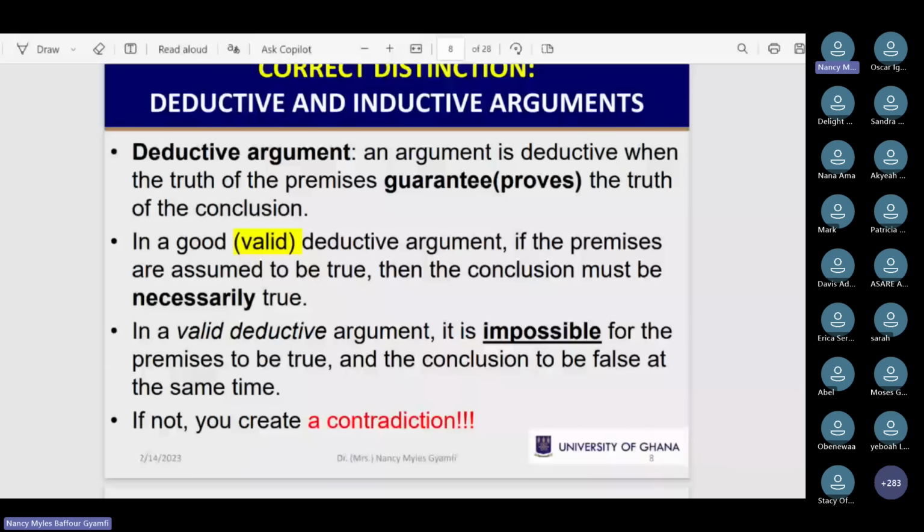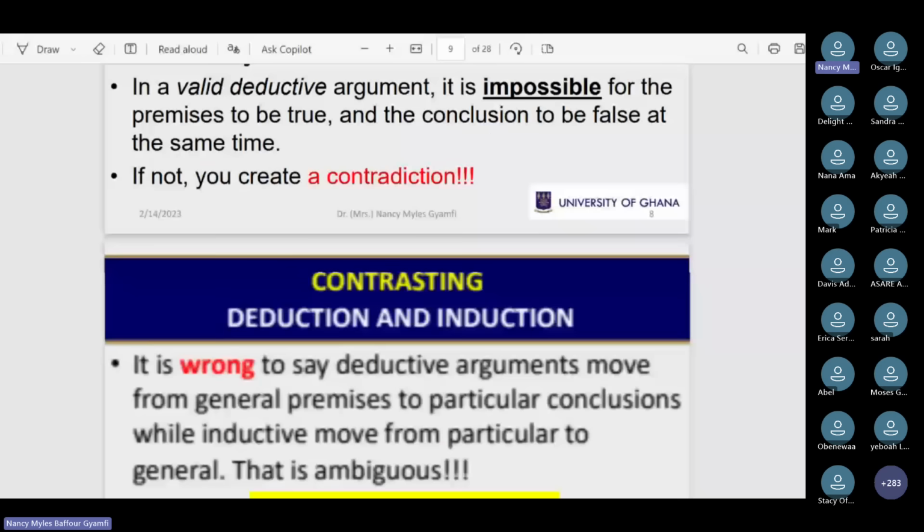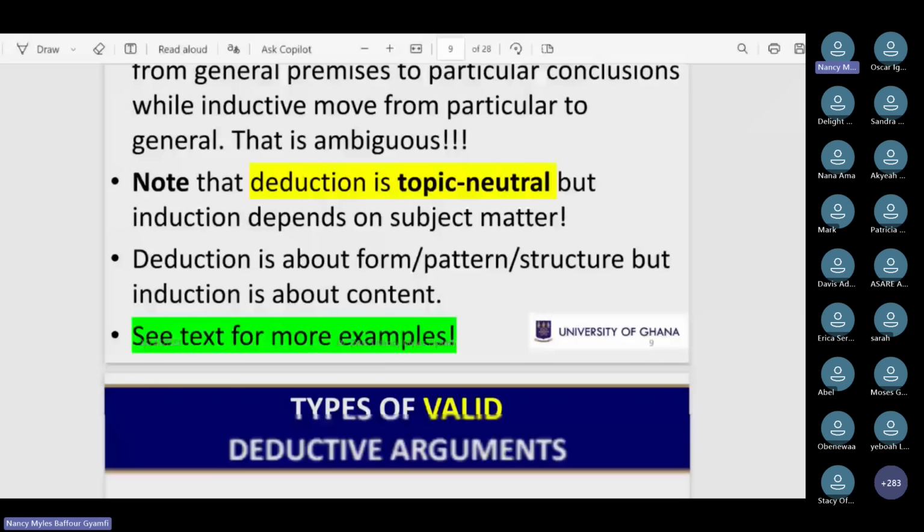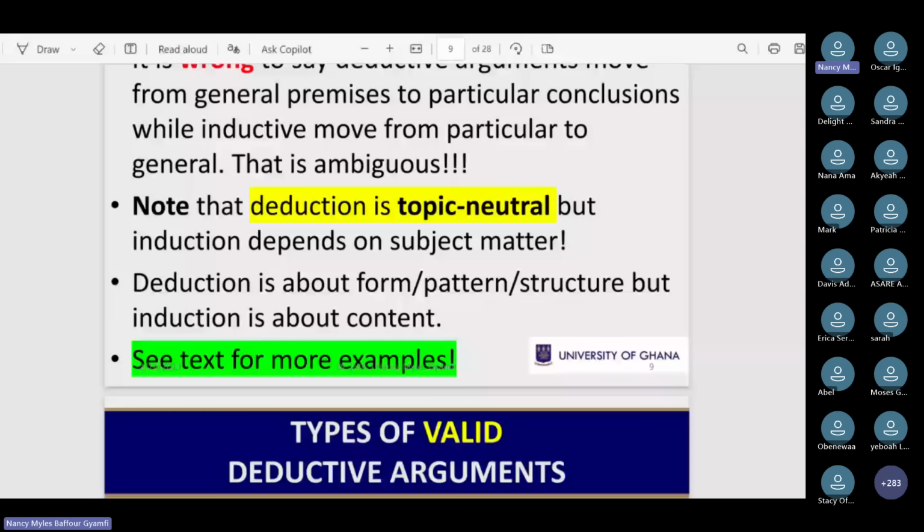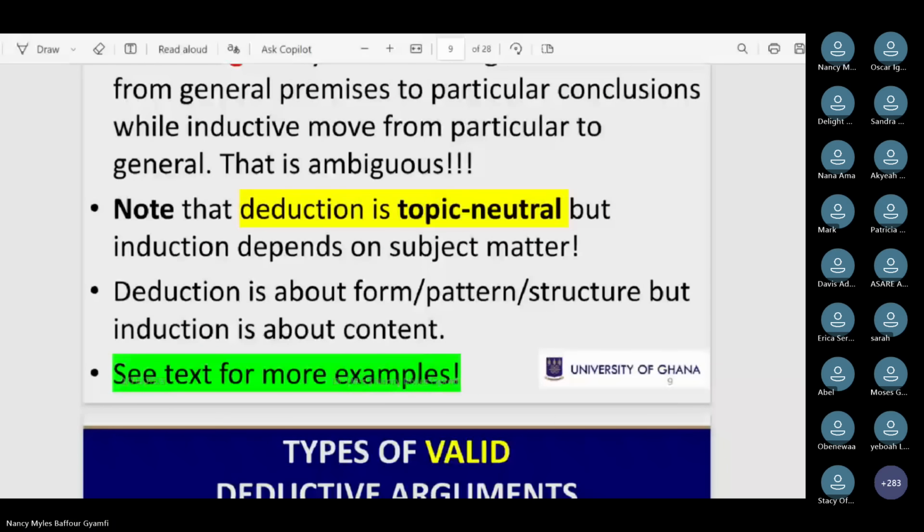I want to pause and take questions. So why is it topic neutral? Where is it? Deduction is topic neutral. Maybe let me top up with that very quickly. When you are deducing, you are interested in the pattern, not the content.